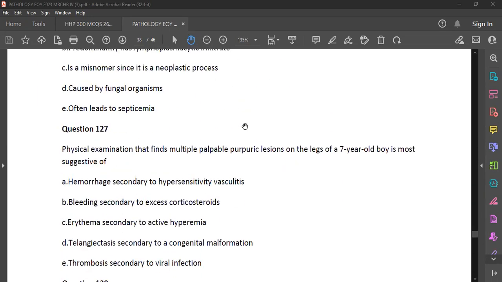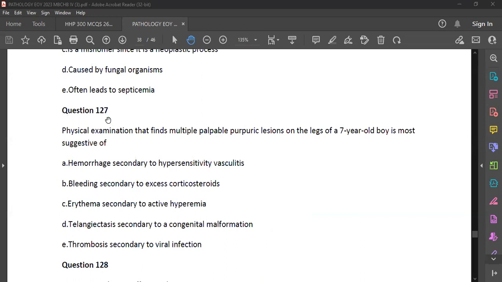Then the last one before we finish. Physical examination that finds multiple palpable purpuric lesions on the legs of a 7-year-old boy is most suggestive of. So here the differential that comes to mind when you hear multiple palpable purpuric lesions is Henoch-Schönlein purpura, as it was called, or you can just say IgA vasculitis. It is a small vessel vasculitis.